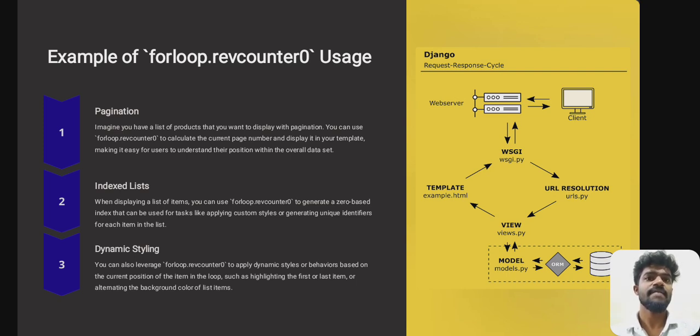Indexed list. When displaying a list of items, you can use forloop.counter0 to generate a zero-based index that can be used for tasks like applying custom styles or generating unique identifiers for each item in the list. Dynamic styling. You can also leverage forloop.counter0 to apply dynamic styles or behavior based on the current position of the item in the loop, such as highlighting the first or last item or alternating the background color of list items.